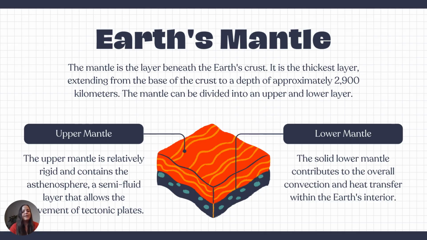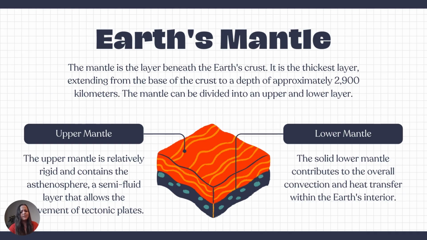All right, so moving down into the mantle, we do separate the mantle into upper and lower. The mantle is a layer that's below the Earth's crust. And again, this is the thickest layer at 2,900 kilometers on average thickness. The upper mantle is relatively rigid and contains what we call the asthenosphere, which is a semi-fluid layer that allows for the movement of tectonic plates. We'll get into that, we'll revisit that in a next lecture.